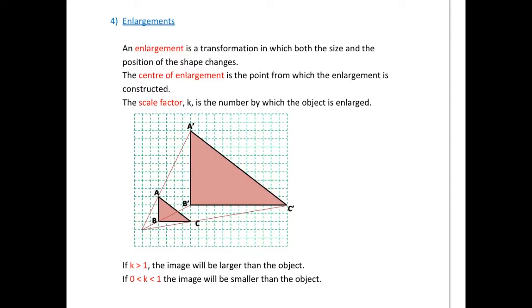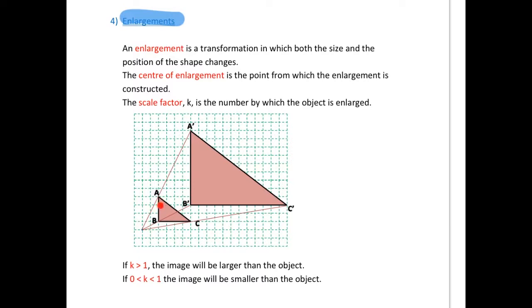The next transformation we're going to talk about, and this will be the main one we talk about in this chapter, is enlargements. An enlargement is a transformation in which both the size and position of our shape, that is our object, changes. The center of enlargement is the point from which the enlargement is constructed, and the scale factor, usually labeled K, is the number by which the object is enlarged or shrunk.